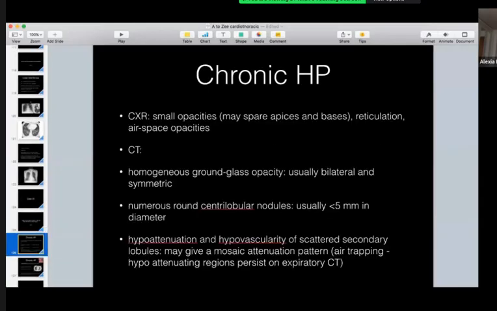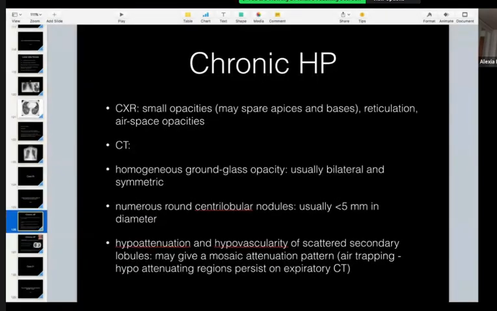Okay, so this was chronic hypersensitivity pneumonitis. Chest X-ray, very, very non-specific. Small opacities may spare the apices, as in this case. Sometimes spares the bases, not in this case. There's reticulation, there's airspace opacities.